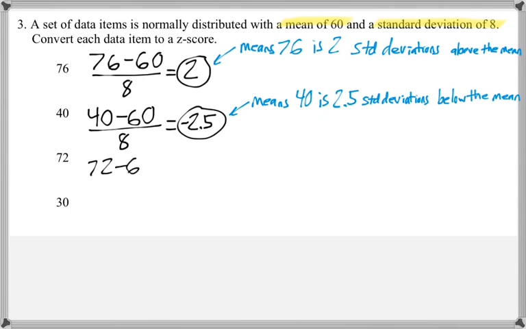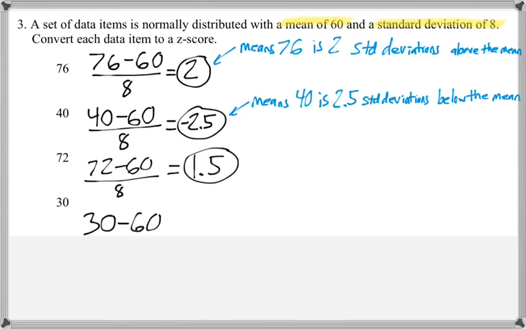72 minus 60 divided by 8 is 1.5. So 72 is 1.5 standard deviations above the mean. And then finally, 30 minus 60 over 8 is negative 3.75. So 30 is 3.75 standard deviations below the mean.